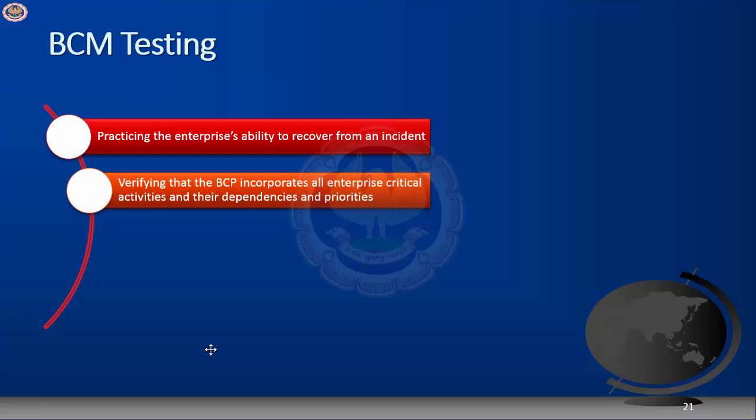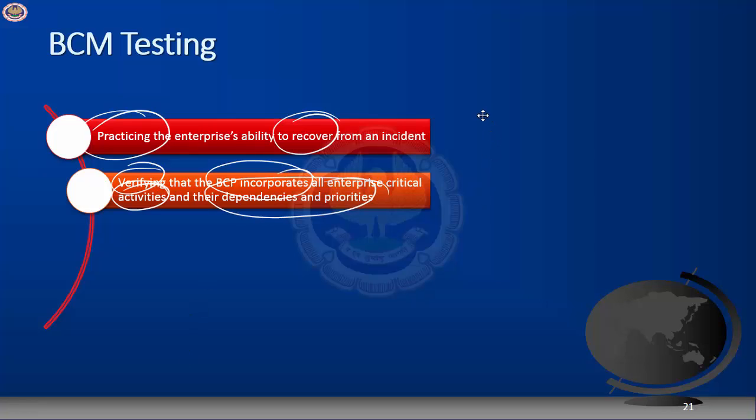So what is involved in testing? You're actually practicing in advance before the disaster occurs. What is the enterprise's ability to recover from an incident? You are verifying and validating whether the BCP has considered all the aspects, whether it has considered all the critical activities and their dependencies and priorities. Now just remember this: we are looking at activities, their dependencies and priorities.